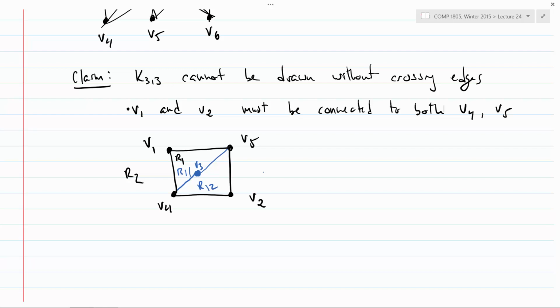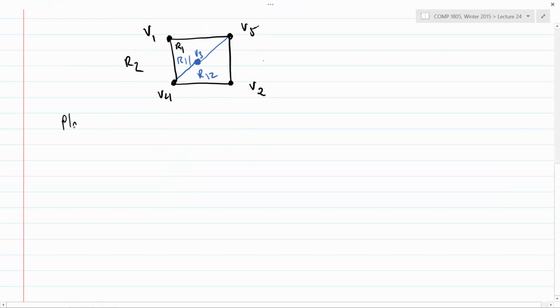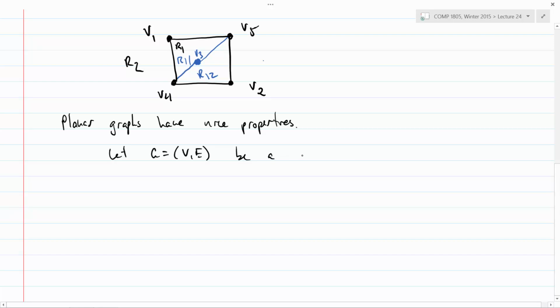Okay, so there are other graphs that are not planar, but I'm not ready to prove it to you yet. I need to prove to you some other neat facts about planar graphs. So planar graphs have some nice properties, and I want to talk about them now. So one property is the following. Let G equals (V, E) be a planar graph, and suppose that little v is the number of vertices, little e is the number of edges, and f is the number of faces.